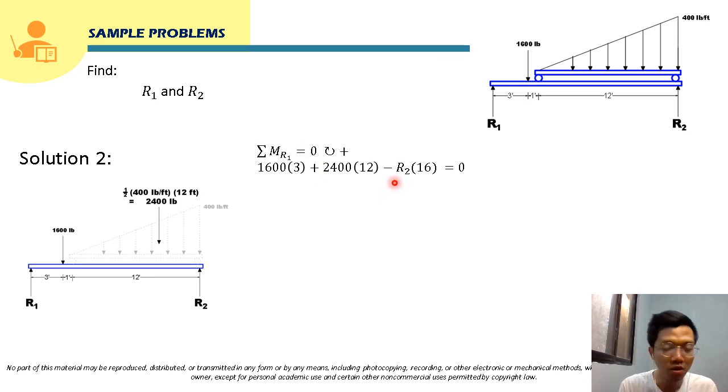Now, for R2, its moment about this point is R2 times 16. So 16 will be the moment arm, and its rotation is actually counterclockwise. That's why it will be negative here, and it will be equal to 0. Solving for R2, we transpose R2 times 16 to the right side. So this will be 1,600 times 3 plus 2,400 times 12 divided by 16. That will be 2,100 pounds, the value of R2.